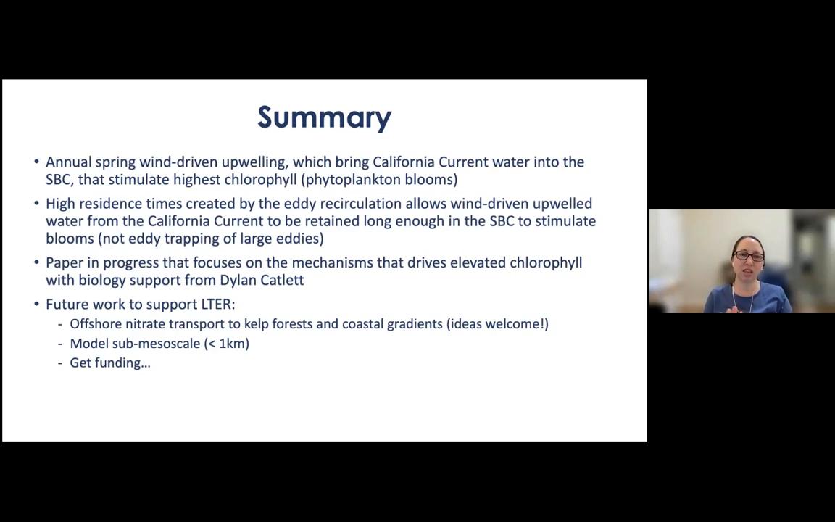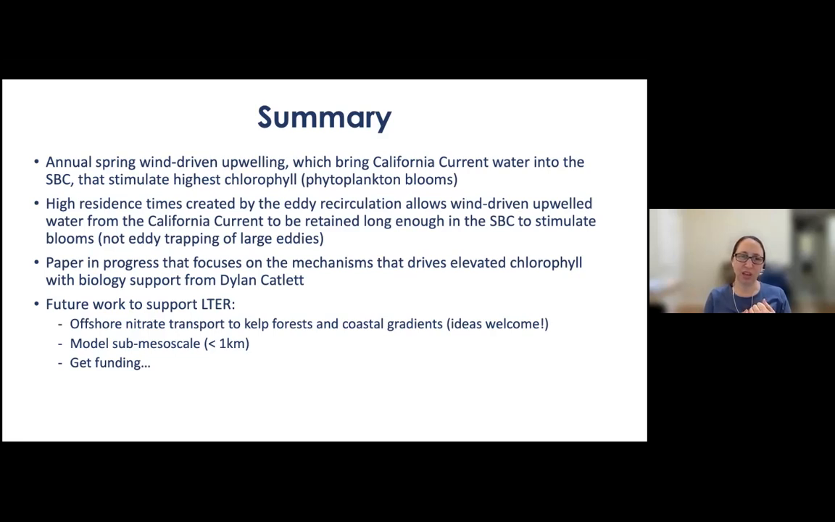So I'm writing this up in a paper that focuses on the mechanisms that drive these elevated chlorophyll concentrations. And for the biology, Dylan has generously agreed to help me, keep me honest, and help me with the biology, because I really want this to be a paper that is read by biologists and physical oceanographers.